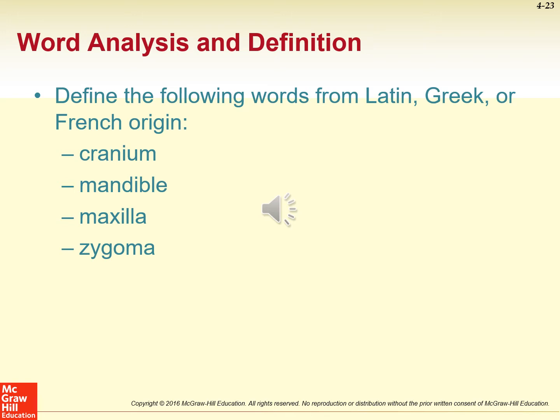These following words are pronounced accordingly. Cranium, Greek for skull. Mandible, Latin for jaw. Maxilla, Latin for jawbone. And zygoma, French for yoke.